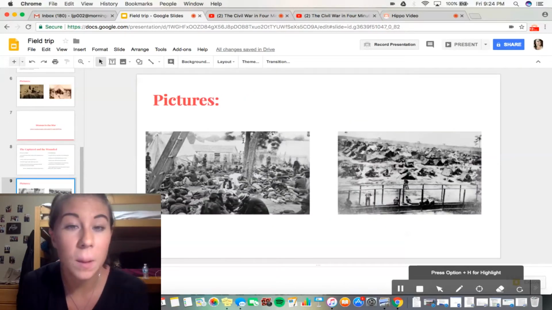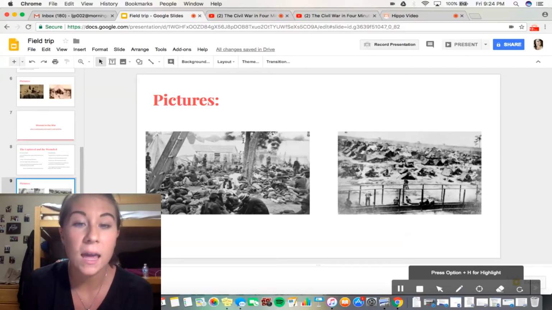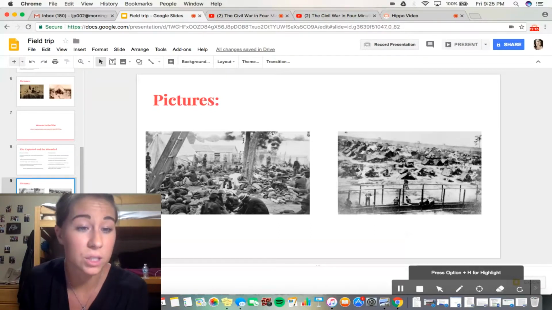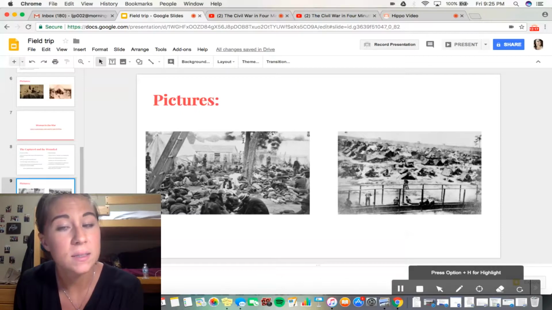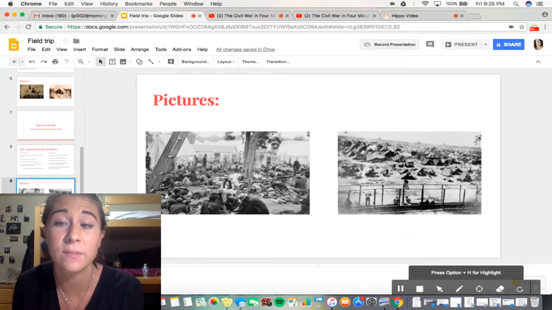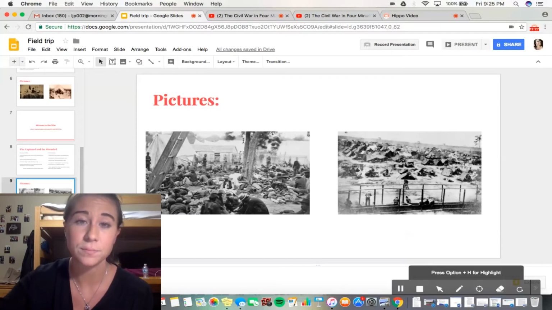And here are some pictures to go along with the captured and wounded. And the picture on the left shows many soldiers who are wounded and waiting for assistance from their nurses. And on the right is a picture of Andersonville. As you can see, people are crammed in one little place. They're living in tents, and the conditions are not well at all.